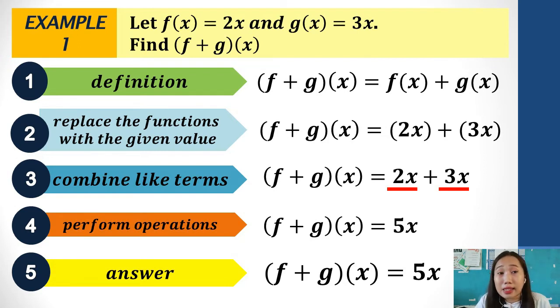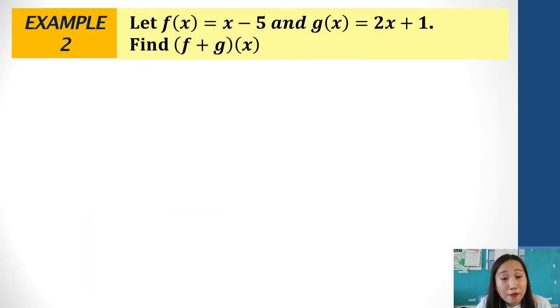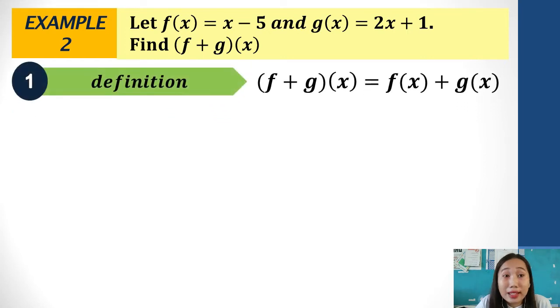Ngayon, itry natin sa mas mahabang functions. Example number 2. Let f of x is equal to x minus 5 and g of x is equal to 2x plus 1. Find f plus g of x. So, ang involved na naman dito or yung hinahanap natin ay yung sum. Okay, ano nga yung first step natin? Okay, the definition. Write the definition. F plus g of x equals f of x plus g of x.